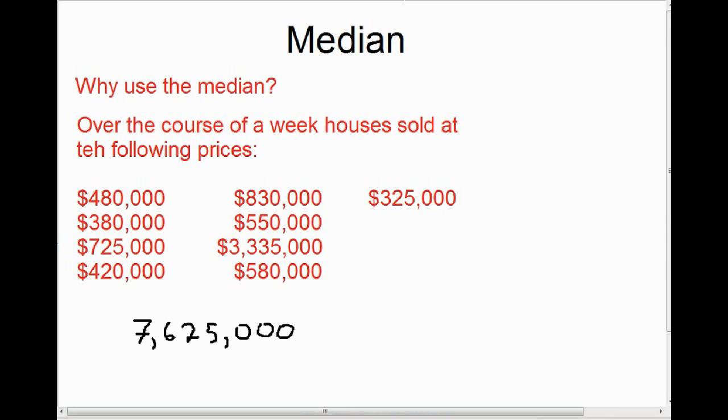So when I add those 9 values up, I get 7,625,000. Hopefully that's what everybody got as well. If I made a mistake, please let me know in the comments. And to calculate the average here, we have to divide by how many there are. In this case, there's 9, so we'll go ahead and use our calculator and divide that big number by 9.